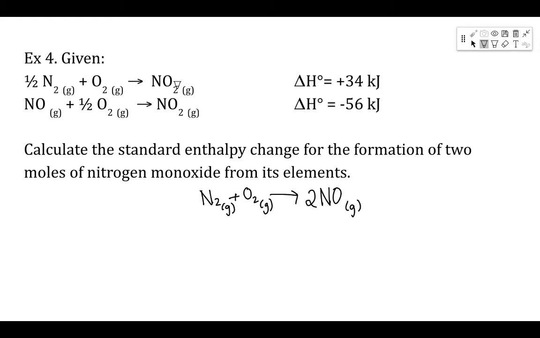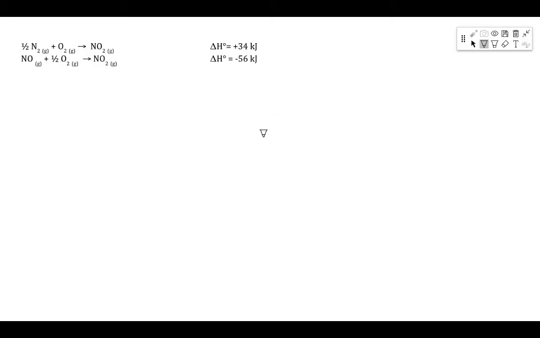Now, as usual, you are given 2 reference equations and you are provided with their delta H values as well. So if you take a look at these reference equations, we have to compare them to our target. I'm just going to write our target one more time here so that it can be easily compared. Okay, so let's start with the first reference reaction.